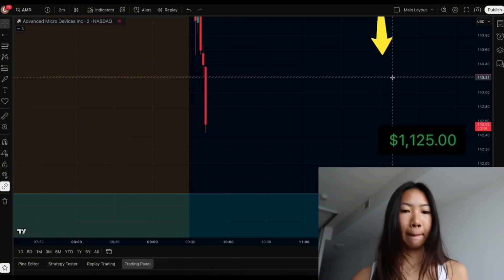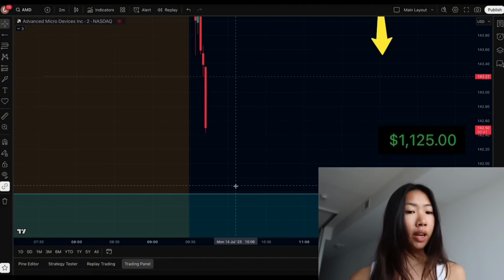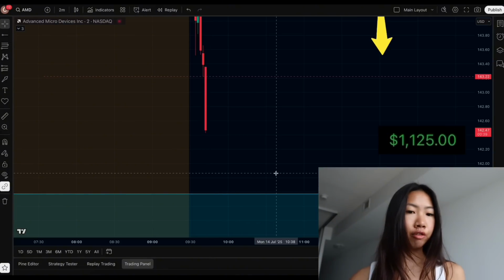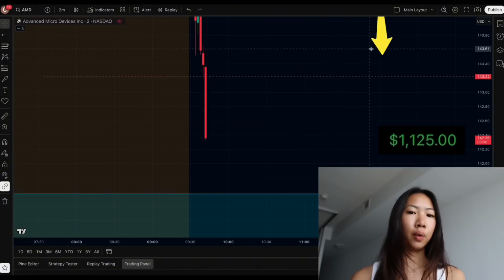Oh, wow. Okay, we have incoming support here. You can see this blue zone. So price could either blow through it or it could reject. You want to be open and aware of that as you go into that trade.